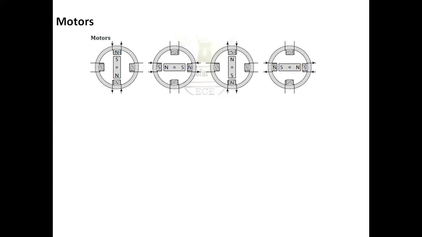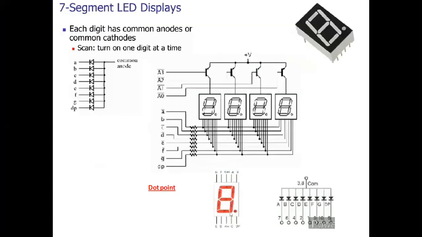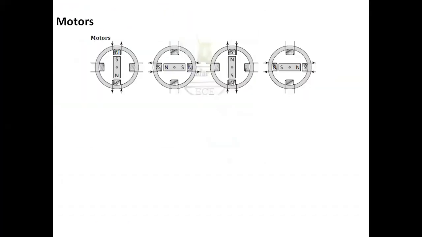So in yesterday's class, we had seen the actuators and valves, as well as LEDs and LCDs, along with the 7-segment LED displays. In the next topic, we shall see the information regarding motors, electric motors. These motors basically convert electrical signals to rotational output. These electric motors provide mechanical movement over a wide range of positions and at variable speeds also.